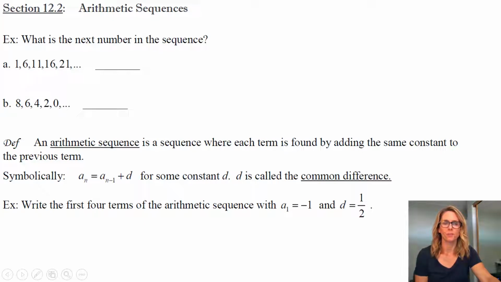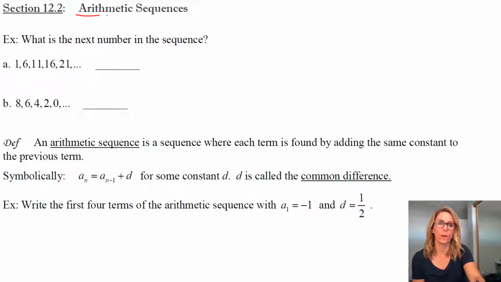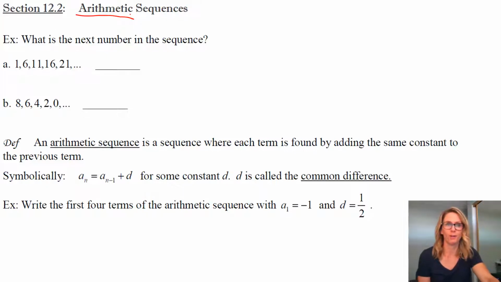So here we are in section 12.2, and there are two ways to pronounce this. You may hear arithmetic sequences, you may also hear arithmetic sequences. Across the interwebs, you'll see both if you do some other research. So just stick with what you know and know that no matter what, this is how it is spelled. It's a certain type of sequence, a special type of sequence.